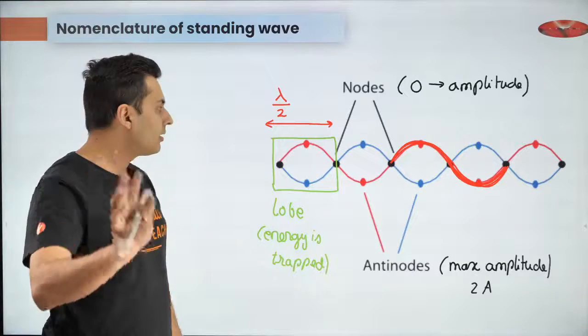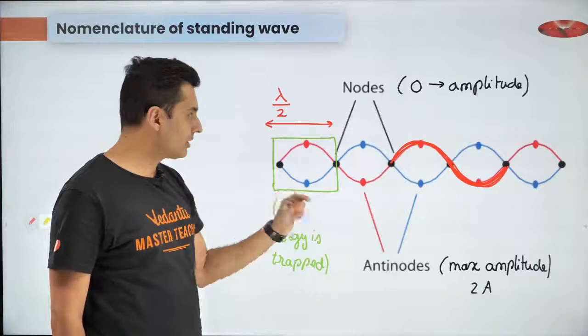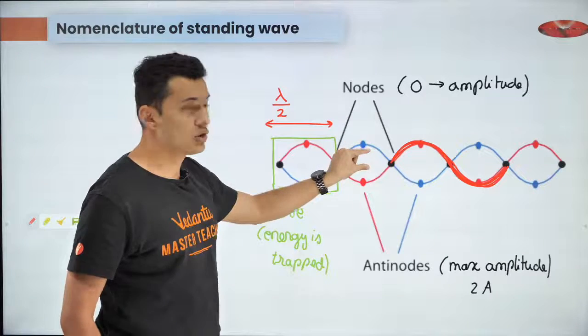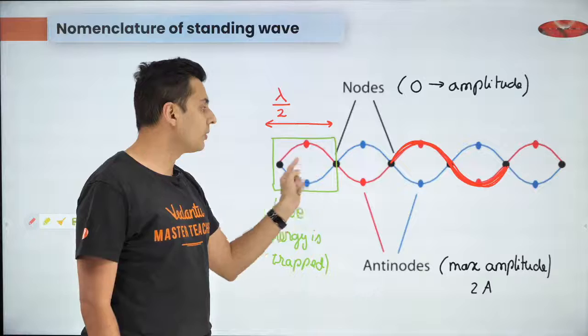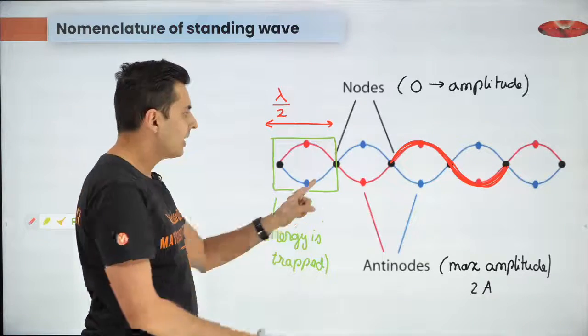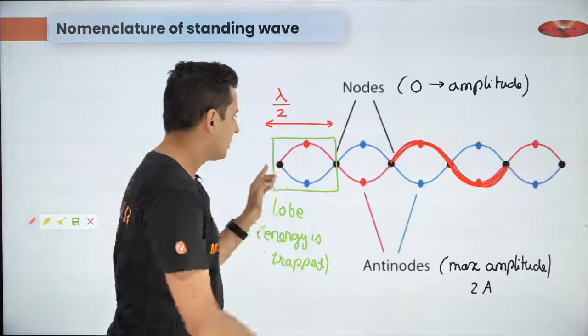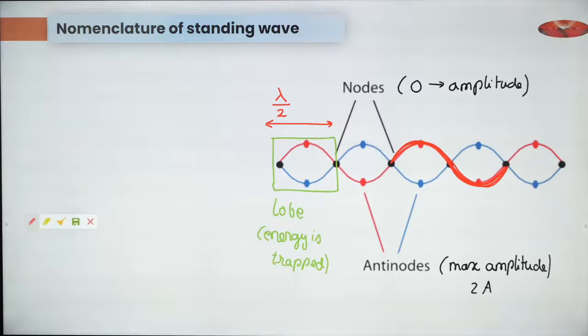So Ankit, those points like you saw in the simulation where it has 0 amplitude, they are nodes. Those points which have maximum amplitude, antinodes. Other points don't have maximum amplitude. And the last thing, the region from one node to the other node is called a lobe. That's the region where the energy is trapped. And since this is one wavelength, one lobe is wavelength by 2, half of the wavelength. Keep this in mind.